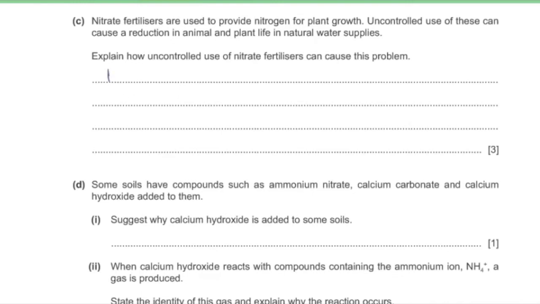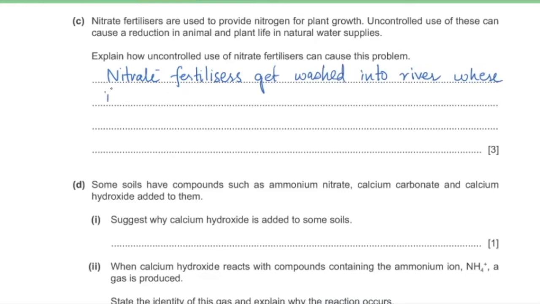So we can write that nitrate fertilizers get washed into river where it promotes algal growth, and this algal growth will block sunlight from reaching marine plants and animals.